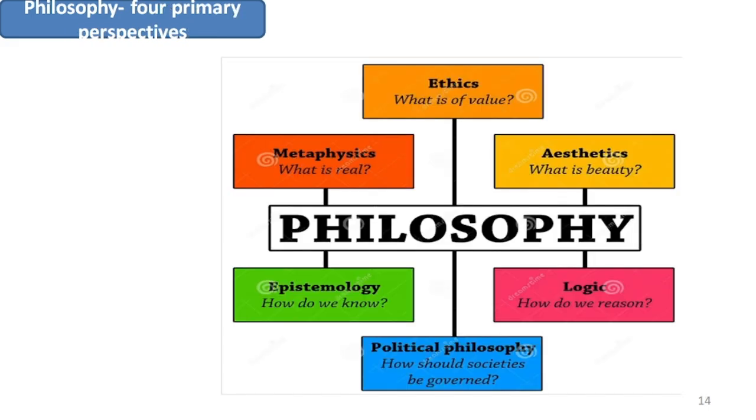The four primary perspectives or branches of philosophy are: Metaphysics, which deals with the nature of reality and existence. It explores questions about what is real, what kinds of things exist, and the nature of being. It focuses on concepts such as substance, time, space, causality, and the relationship between mind and body.